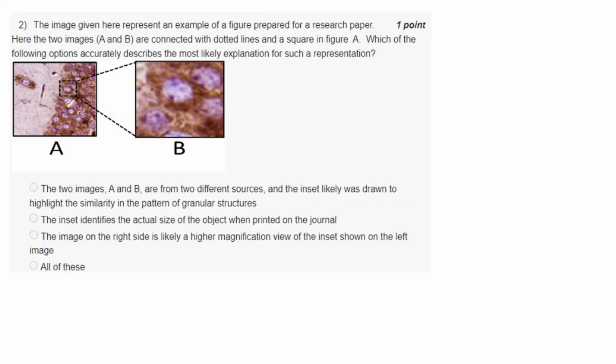So the image given here represents an example of a figure prepared for a research paper. Here are the two images A and B that are connected with dotted lines and a square in figure A. Which of the following options accurately describes the most likely explanation for such a representation? Anybody?